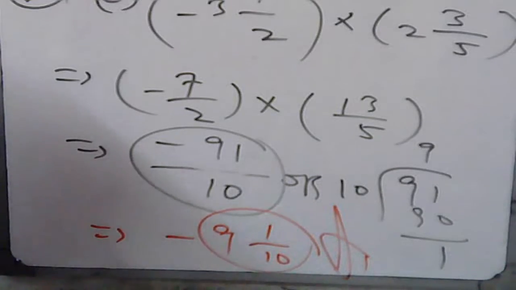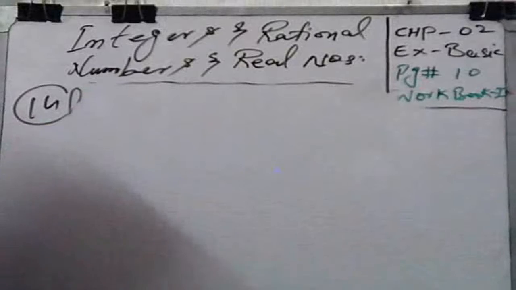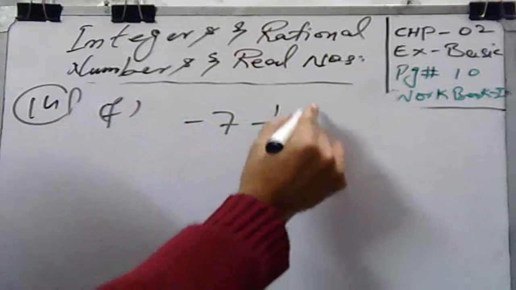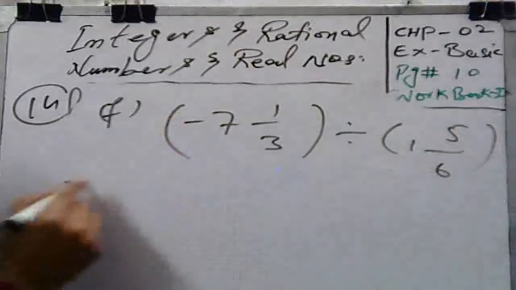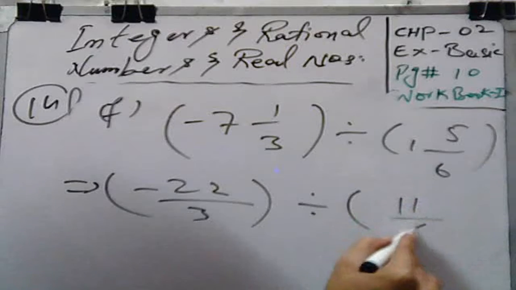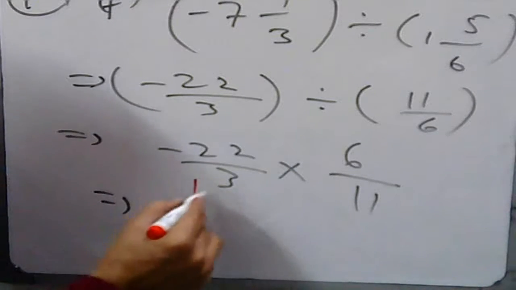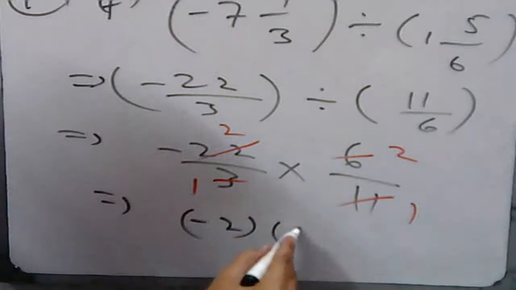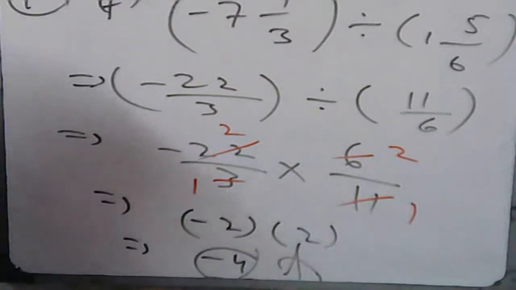Now coming to the F part. Minus 7 whole 1 by 3 divided by 1 whole 5 by 6. You remove the division sign and convert into multiplication, so you should take the reciprocal. Now 3 ones are 3, 3 twos are 6, then 11 ones are 11, 11 twos are 22. So here you get minus 2 and here 2, so 2 twos are 4, so minus 4 is your required result.